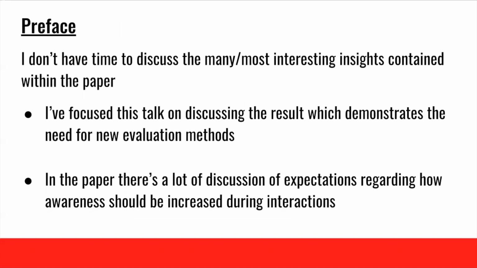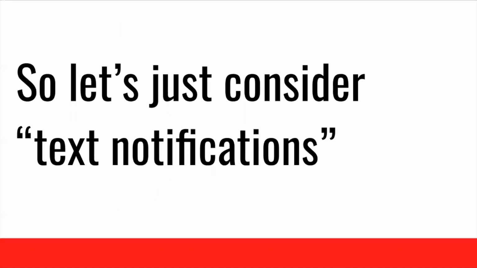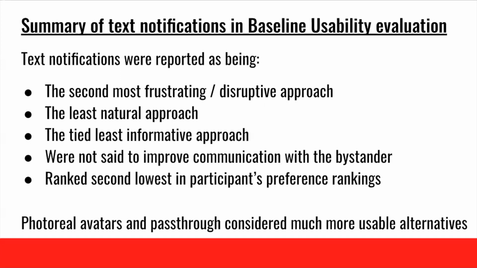And I think one of the best ways to demonstrate that is to talk about text notifications. So let's think about the performance of text notifications in the two parts of our study. So in that first part, that assessment of usability, we found that text notifications were the second most frustrating, the second most disruptive, the least natural, the tied least informative, were not said to improve communication at all, and ranked second lowest in preference ranking. Photoreal avatars and pass-through views were considered significantly better alternatives.